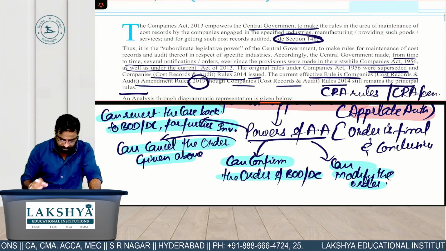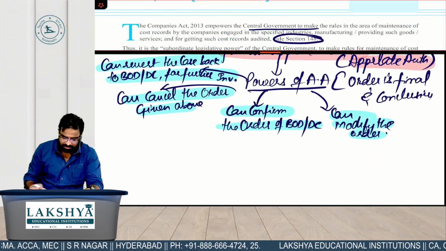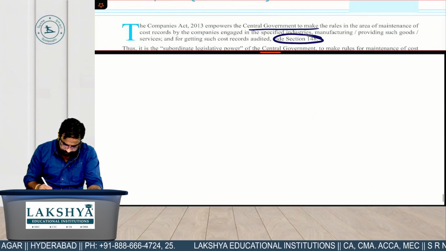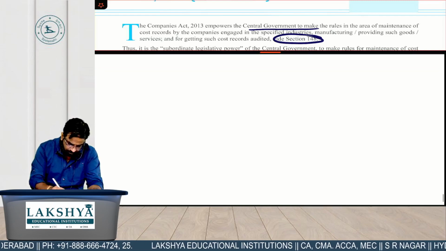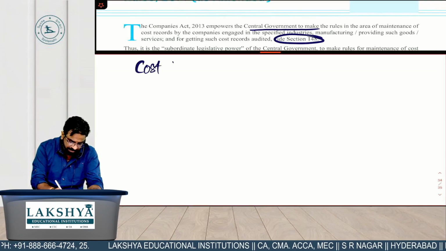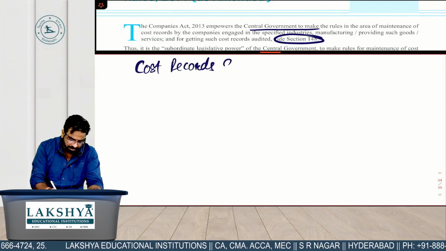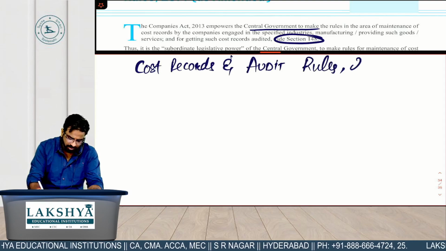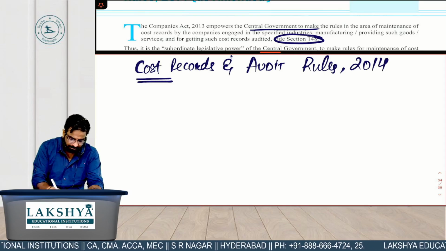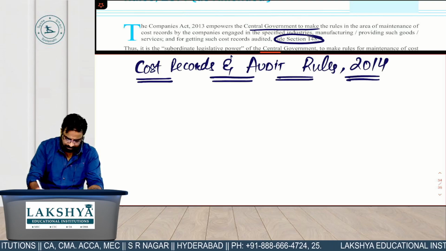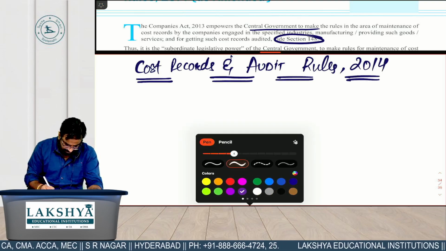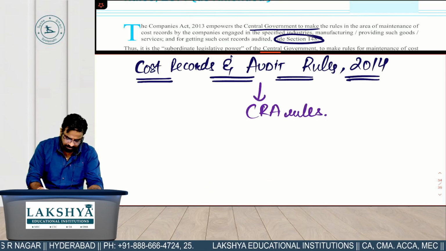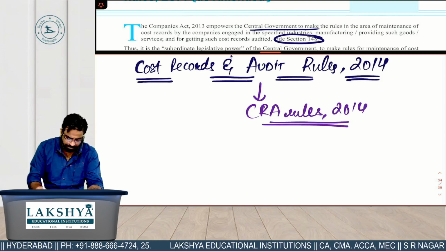Okay, so put the heading, everyone. Cost, records, and audit rules 2014. And the name of the chapter is also known as CRA rules 2014.